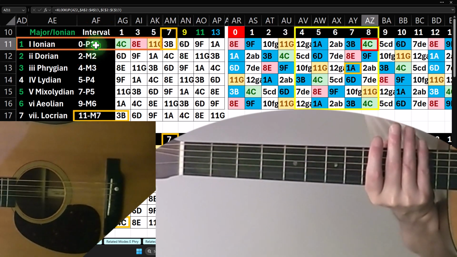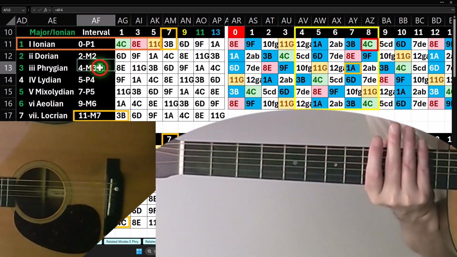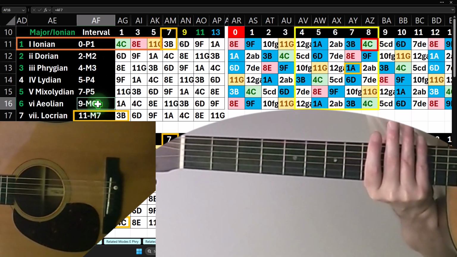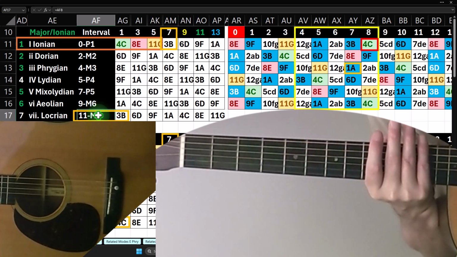In the major scale, we've got a perfect first, a 2-note away major second, a 4-note away major third, a 5-note away perfect fourth, a 7-note away perfect fifth, a 9-note away major sixth, and an 11-note away major seventh.